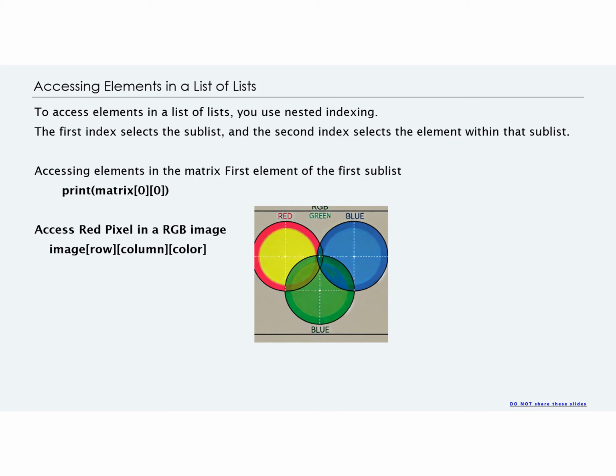For example, to access the first element of the first sublist in a matrix, you'd write print matrix 0, 0. This concept extends to multidimensional arrays like an RGB image, where you'll need 3 indices, one for the row, one for the column, and one for the color channel. So, to access a red pixel, use image row column color. This technique is essential for efficiently navigating complex data structures.